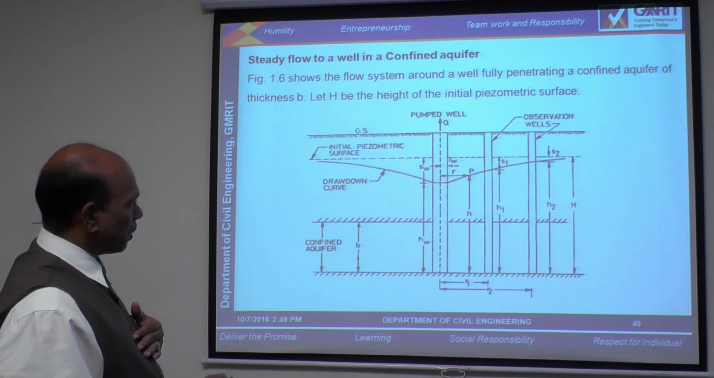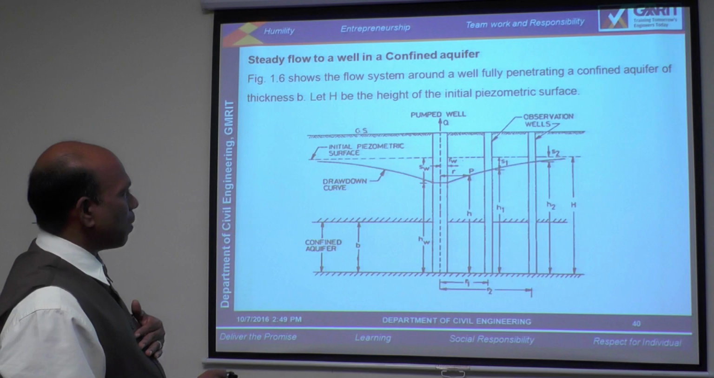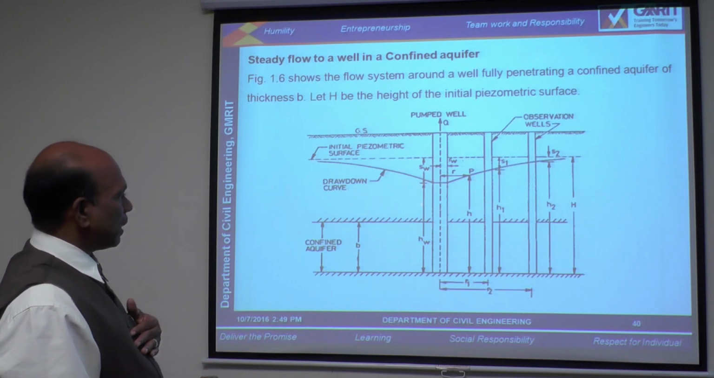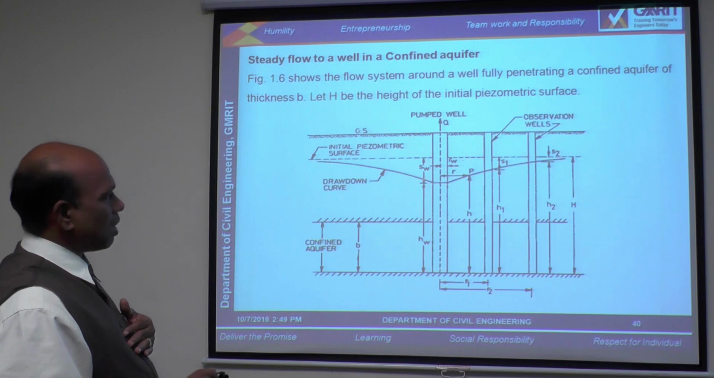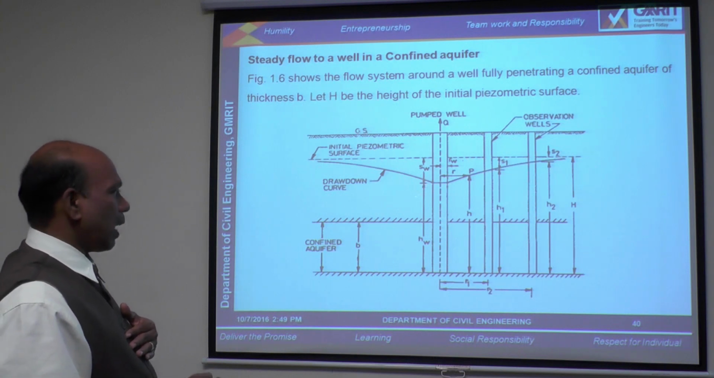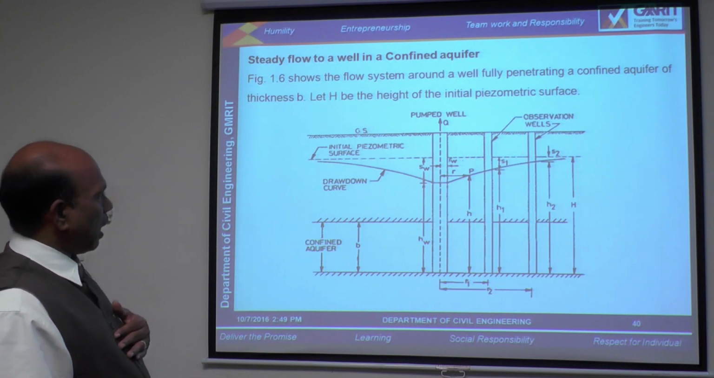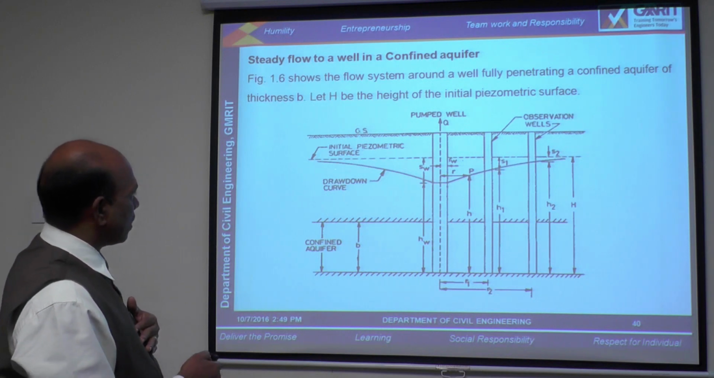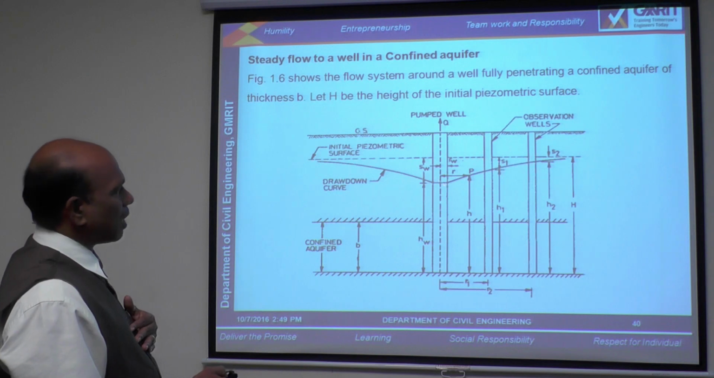This is the drawdown. This is also denoted by SW, as in the unconfined aquifer, and the water depth in the well is equal to HW. This is also as in the unconfined aquifer. And also, as in the earlier case, this is the cone of depression. Cone of depression, this is the drawdown curve.